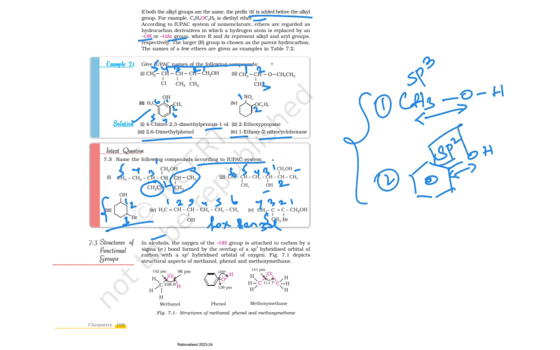In the first one, the lone pair of electrons is localized. Here there is no resonance possible. But in case of the second one, the lone pair of electrons is involved in the resonance, so it has partially double bond character. So the second one's bond length is going to be lesser compared to the first one. Understood? I will stop here. I will resume the class.